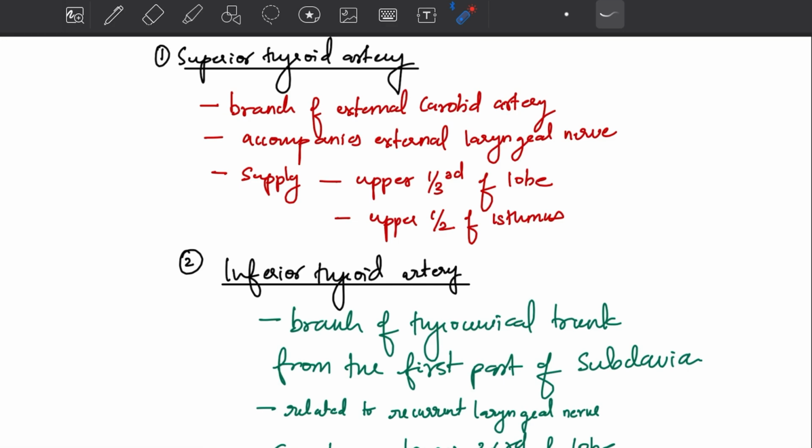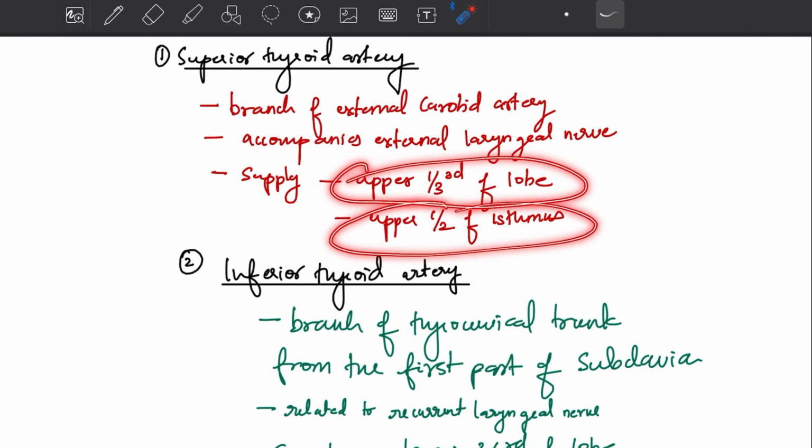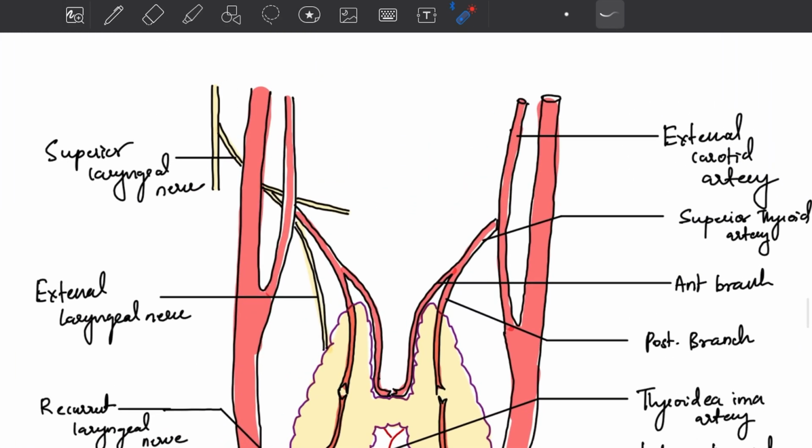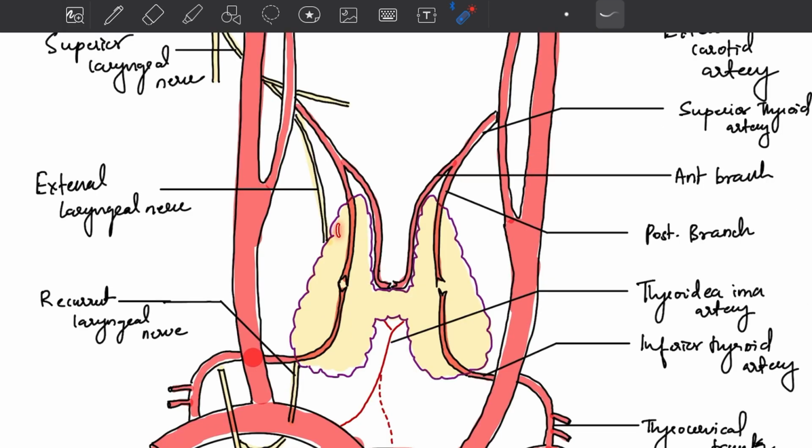So, in detail, the superior thyroid artery is a branch of the external carotid artery, as we have already seen. It accompanies the external laryngeal nerve and supplies the upper one third of the lobe and the upper half of the isthmus. That is, the superior thyroid artery accompanies the external laryngeal nerve. This is the superior thyroid artery, and this is the external laryngeal nerve. It supplies the upper one third of both lobes and half of the isthmus.